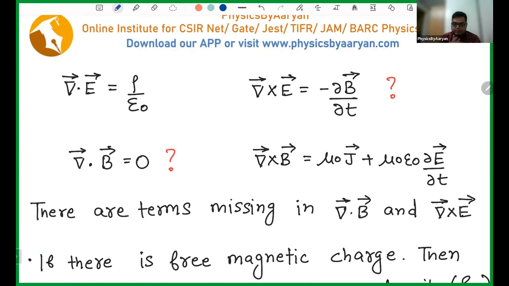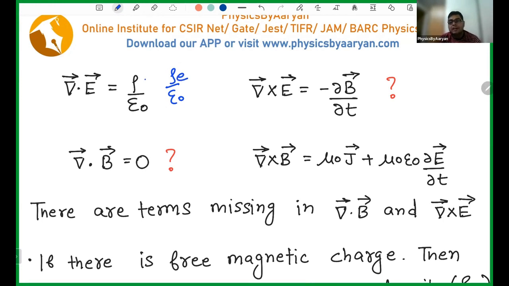Right? You can imagine that. And this is missing because there are no monopoles. No monopole is there. So del dot E is equal to charge by epsilon naught. So individual charges can exist. Individual positive charge can be there. Individual negative charge can be there. That is why we have the rho here. So electric rho can be there.